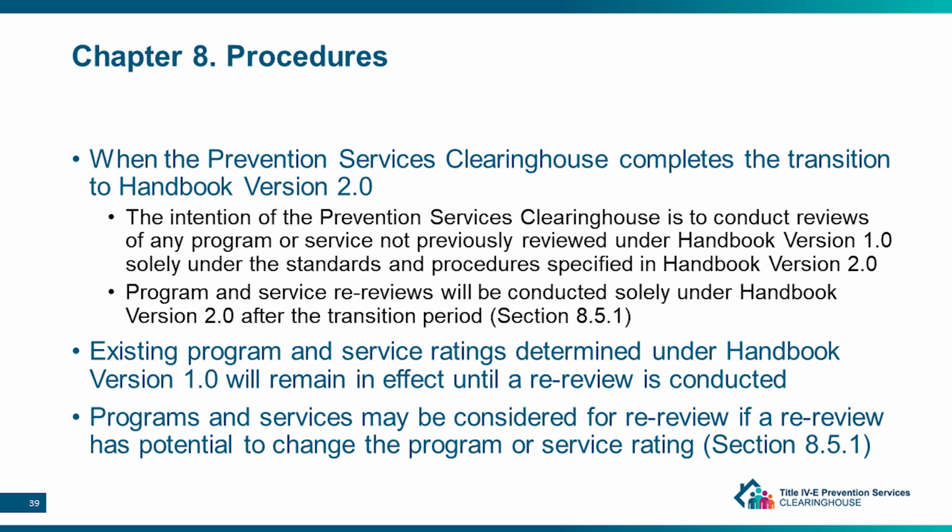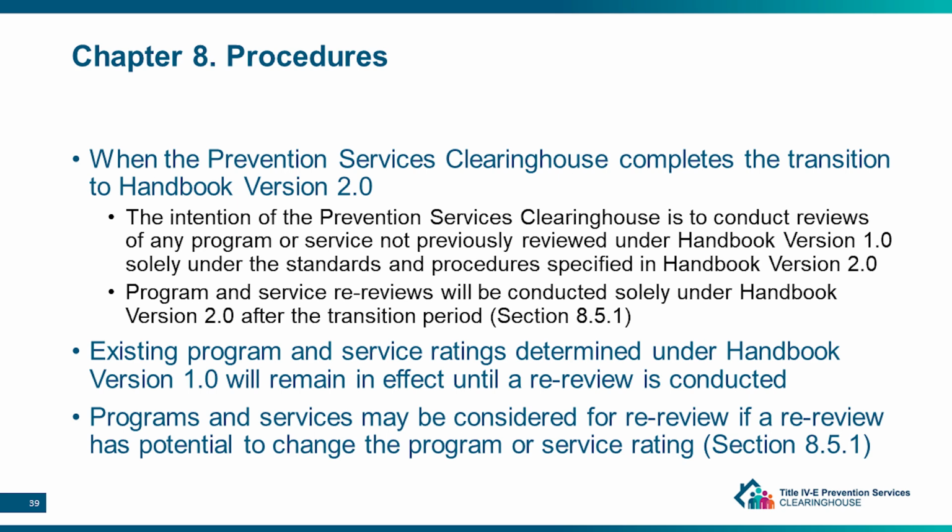When the Prevention Services Clearinghouse completes the transition to Handbook version 2.0, the intention of the Prevention Services Clearinghouse is to conduct reviews of any program or service not previously reviewed under Handbook version 1.0 solely under the standards and procedures specified in Handbook version 2.0 after the transition period. Programs or services that are included on the working list of programs and services planned for review prior to when Handbook version 2.0 is finalized may be reviewed under Handbook version 1.0 or Handbook version 2.0.